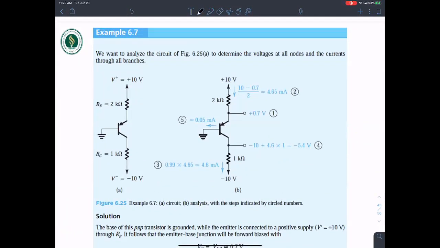The first step is that this is a PNP transistor. So I know for a fact that this diode needs to be forward biased, so the voltage here should be 0.7 volts above the base. Going off of that, the forward bias diode gives me a value of 0.7 volts for the emitter voltage. Here is the emitter, this is the base, this is the collector. Once I have that, I apply Ohm's law.